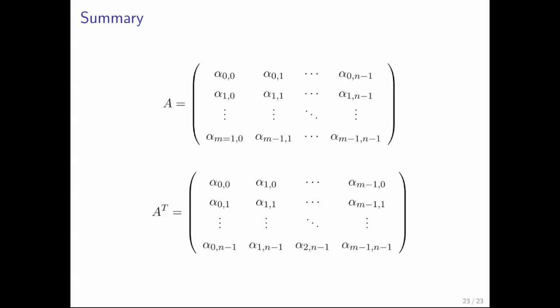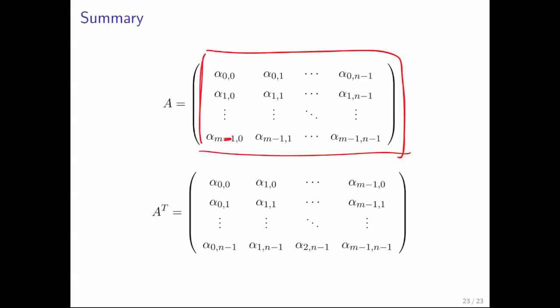So in summary, if A has these entries, then transposing it means mirroring it with respect to the diagonal, and an entry, for example, down here, up here came from this entry right there.